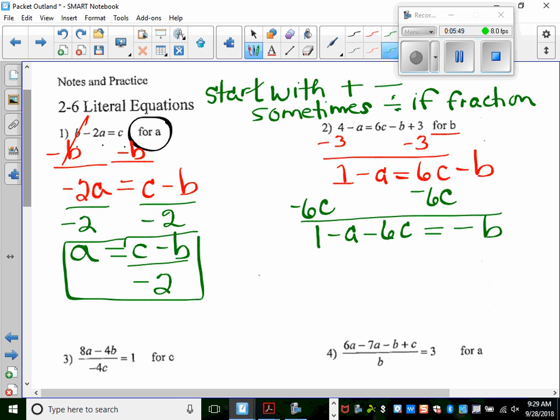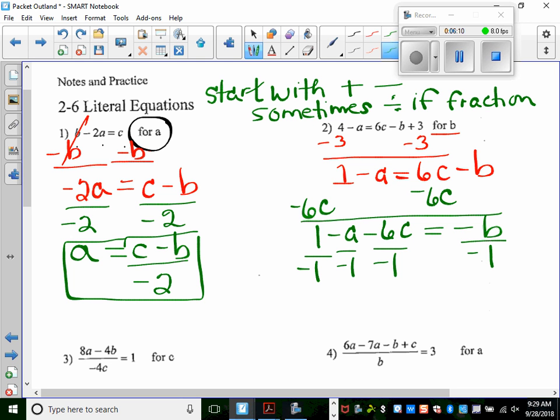Now I need to get rid of that negative 1. That's a coefficient. So I'm going to divide by negative 1, because that negative b means negative 1b. So I have to divide by negative 1 there. And I'm going to go ahead and divide each one of these by negative 1 because it's just going to change the sign. It's not like the negative 2 that we did a few minutes ago.